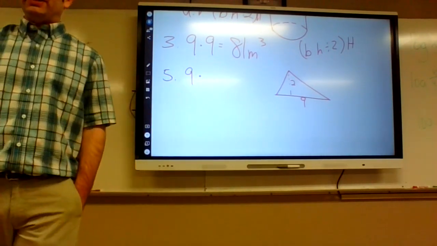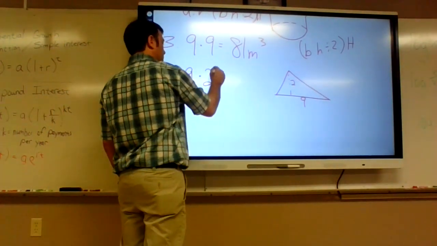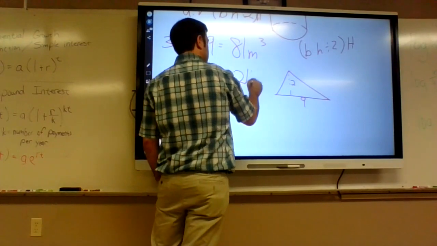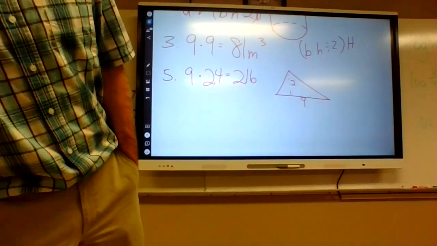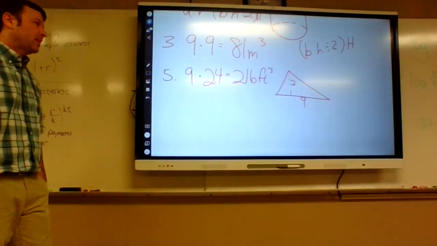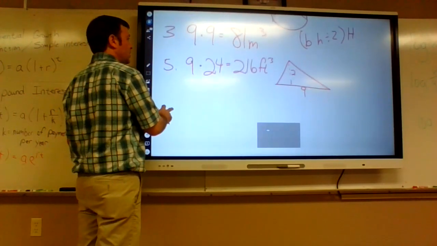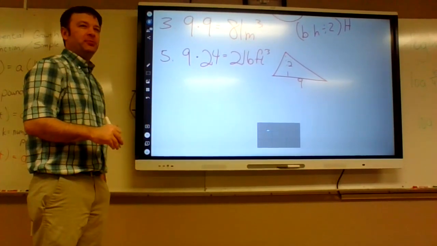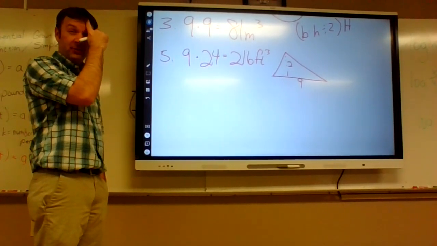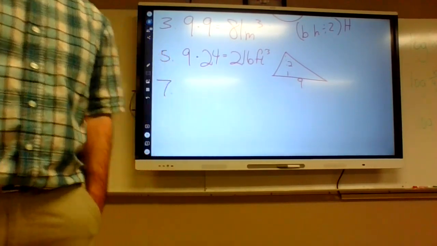I'm going to do that times the height of the prism. What's the height of the prism? 24. Okay, 180 plus 36 is 216 feet cubed, or you could say cubic feet. Another way that you can measure volume, which is probably more common, is gallons or liters, the liquid measurements. Those are also volume measurements, but we're not doing that today.